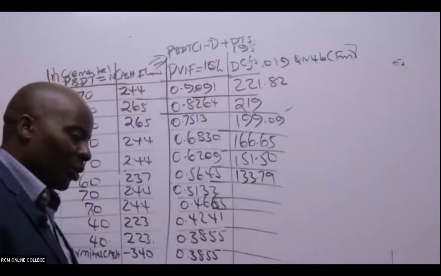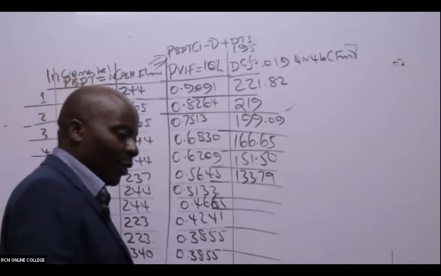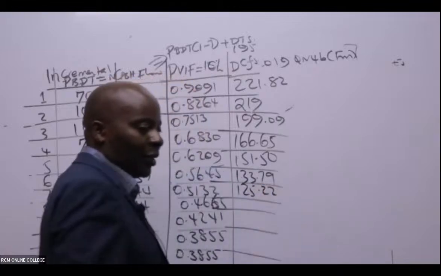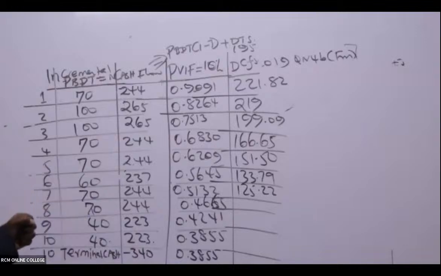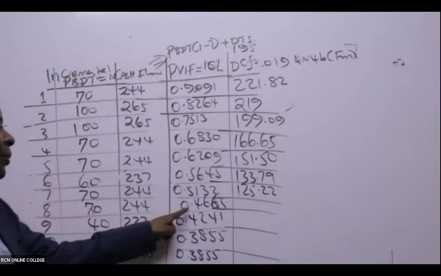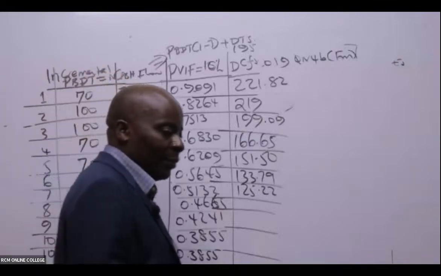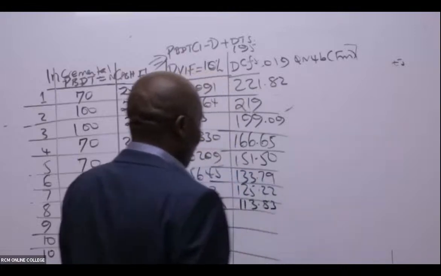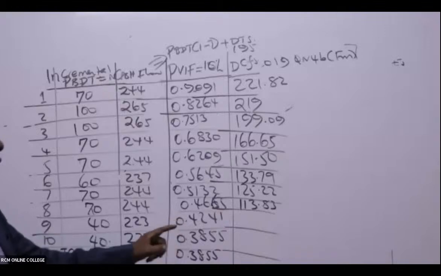Let me go slow here. 125.22. This is the correct answer. We are almost there. I'm so excited. Year number 8, 244 times this. So we have here 113.83. Then we go to 223 times 0.4241.